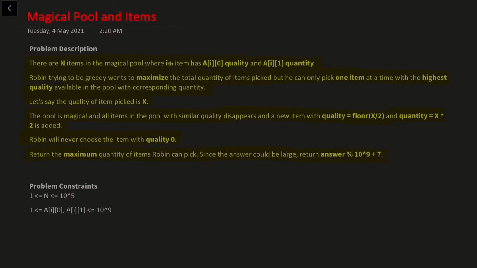Now let us talk about some example, but first let's see the constraints. So the constraints are n can vary from 1 to 10 raised to power 5 and all the elements can vary from 1 to 10 raised to power 9. Right, now let us talk about some test cases and then we'll move on to the solution.